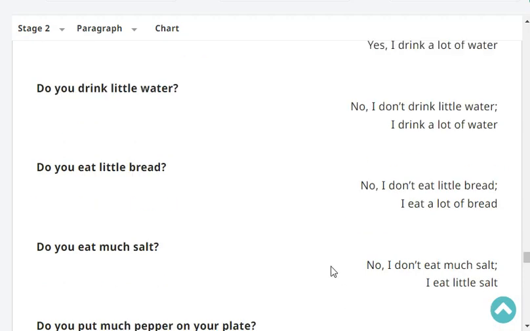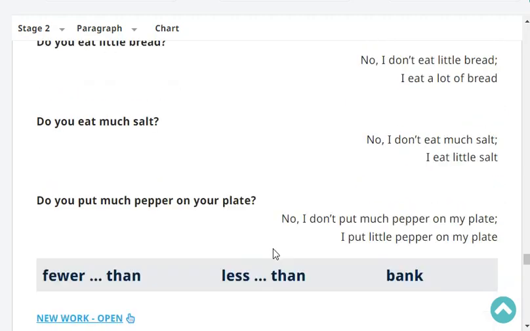Very good. Do you eat little bread? Yes or no? Yes, I eat little bread. Do you eat much salt? No, I don't eat much salt. I eat little salt.